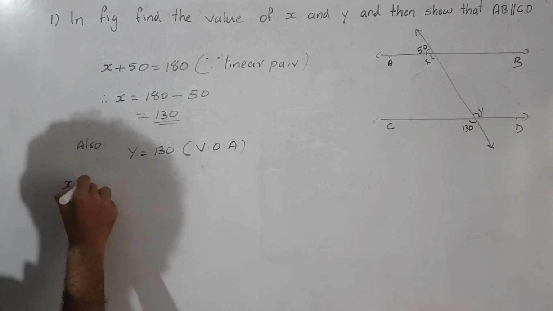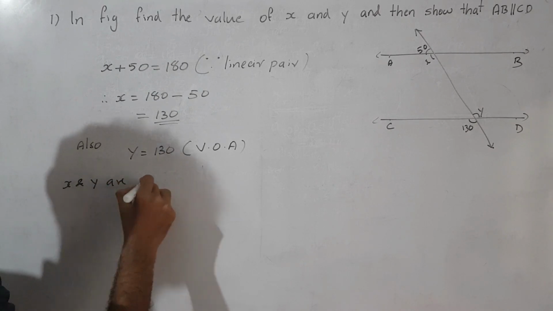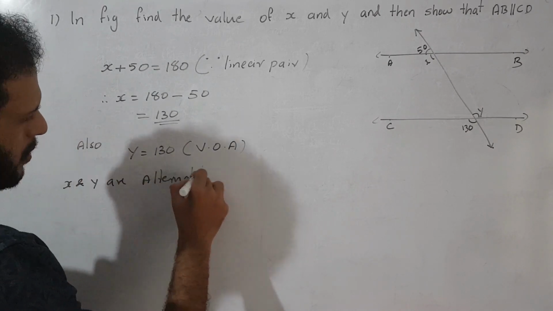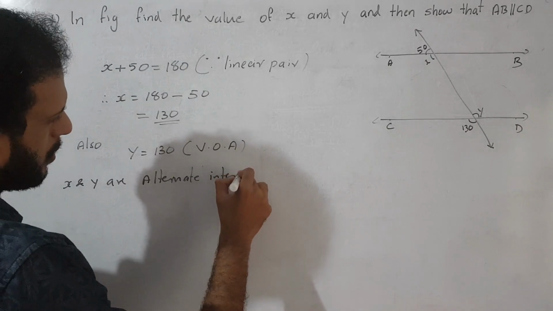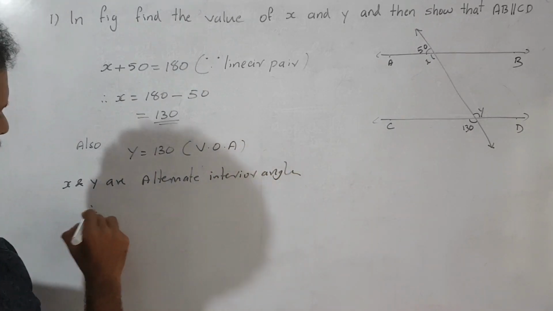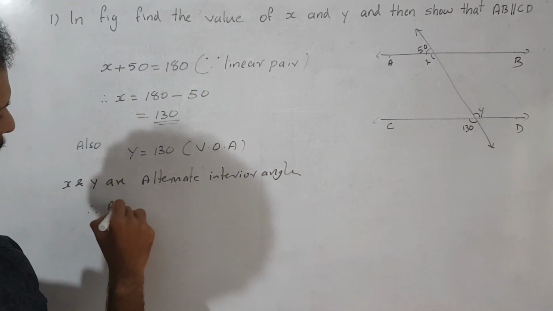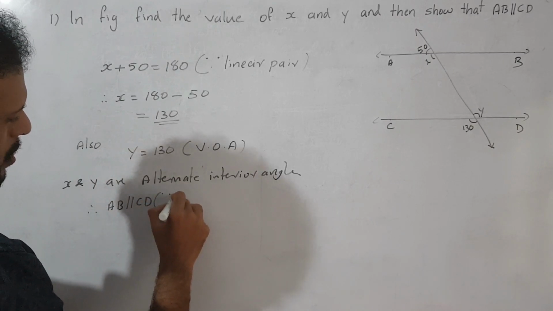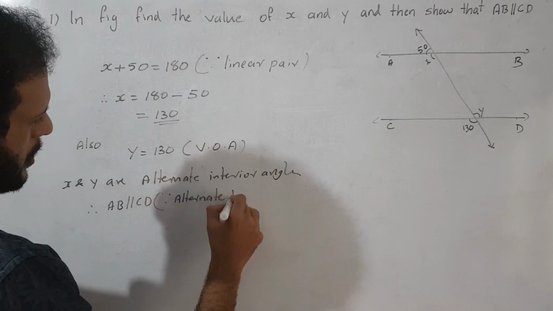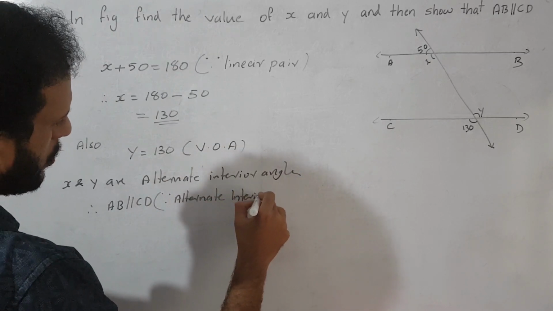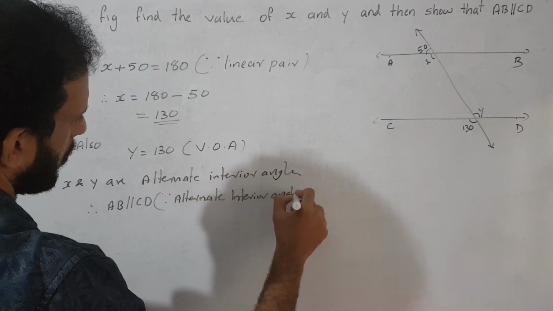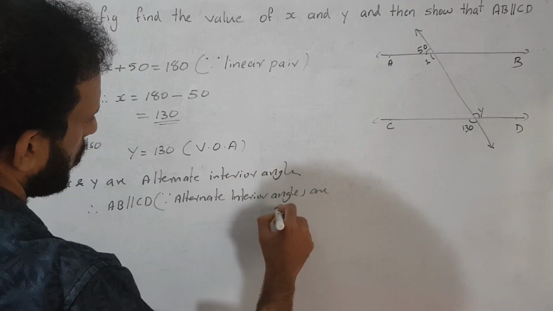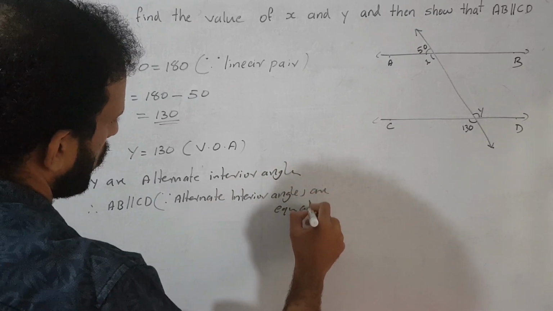X and y are alternate interior angles. Therefore AB is parallel to CD. What is the reason? Since alternate interior angles are equal.